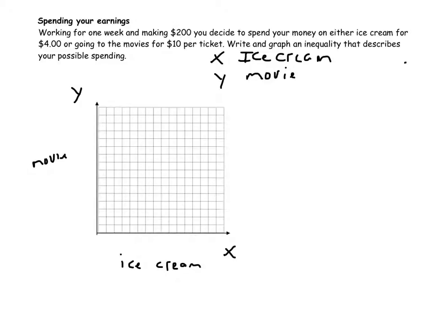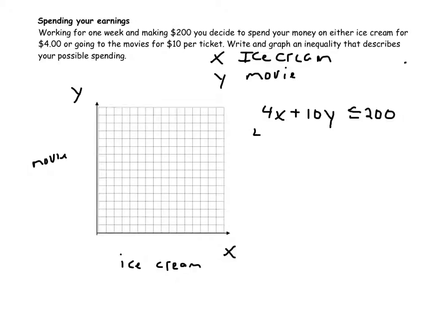Okay, so now I want to write my inequalities. So I'm going to do $4 times my ice cream plus $10 times my movies. And I'm spending money, so I don't have more than $200 to spend. So I have to be less than or equal to $200 this time. I'm going to do the same thing. I'm going to find the X and Y intercepts. And I'm going to graph it as a solid line because it can be equal to 200. So I'm going to do that now.